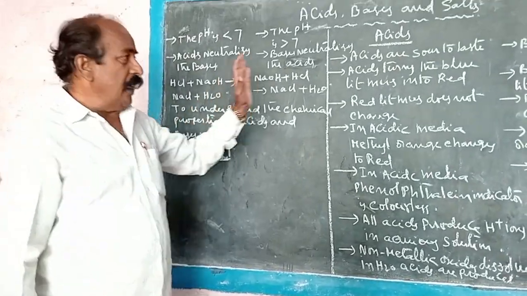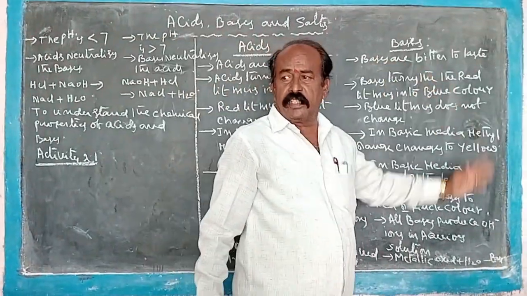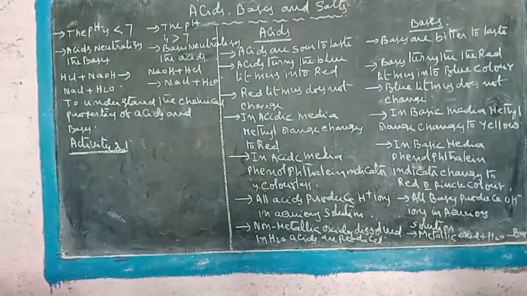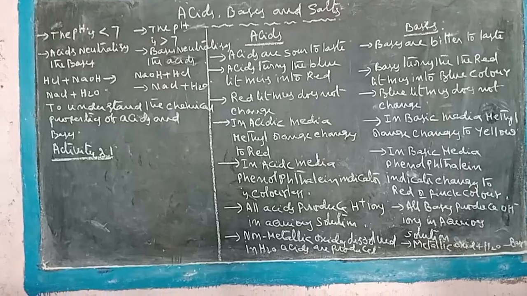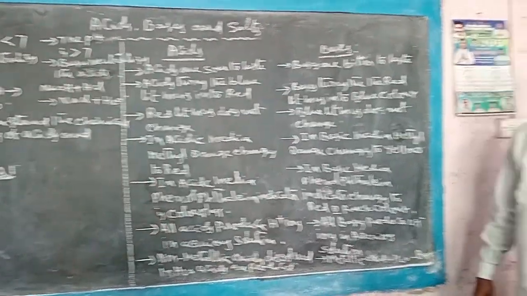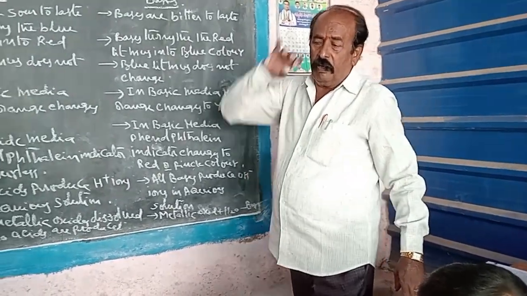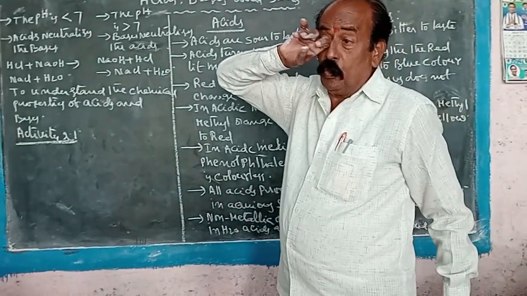So, do you understand the differences between acids and bases? Yes. How are the acids produced? Non-metallic oxide dissolved in water, then acids are produced. What about the bases? How can we prepare the bases? Metallic oxides dissolved in water, then bases are produced. So today we want to stop this lesson. Tomorrow we want to continue this.